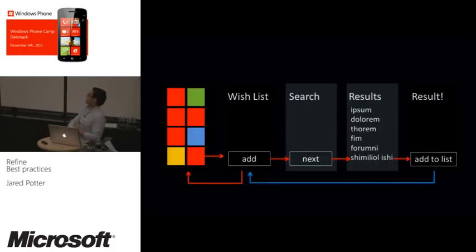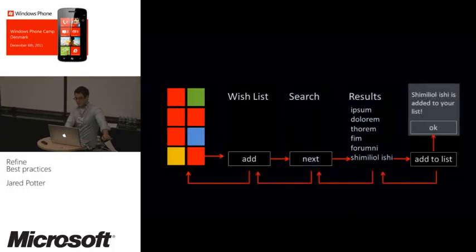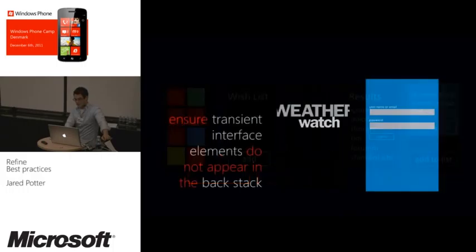This next slide is very graphical. Oh wait, no, sorry, this is the one about search. So if you go to wish list, search, get some results, hit results, and hit the backstack, go all the way back to the wish list, this may or may not be an action that you want to define for your user. They may find some frustration around that. So ensure transient interface elements do not appear in the backstack.